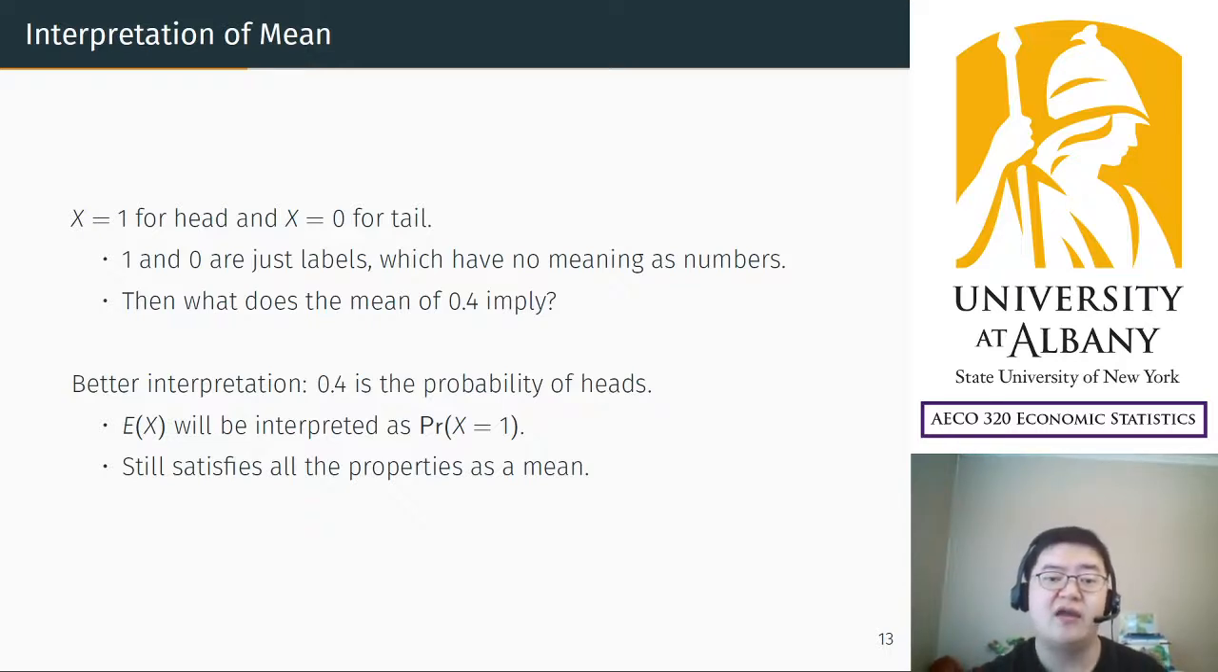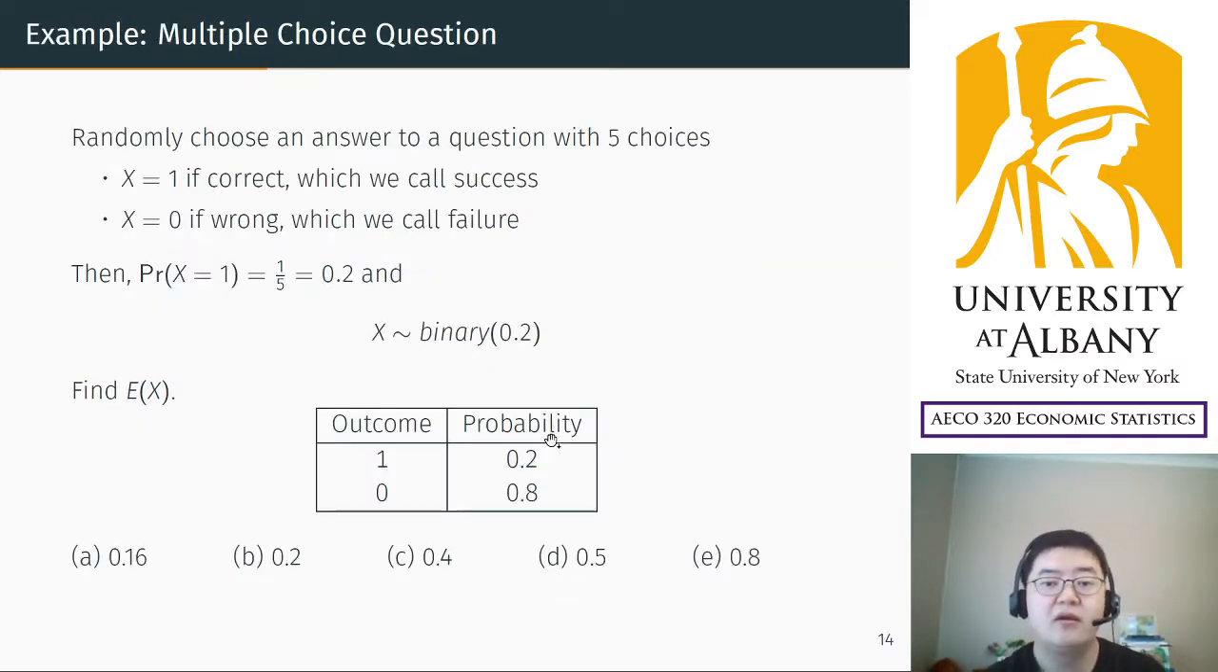Anyhow, the key lesson, to summarize what I said: the mean equals the probability of success, and interpret the mean as a probability. That is the first property of binary distribution. Okay, next, let's think about another example.